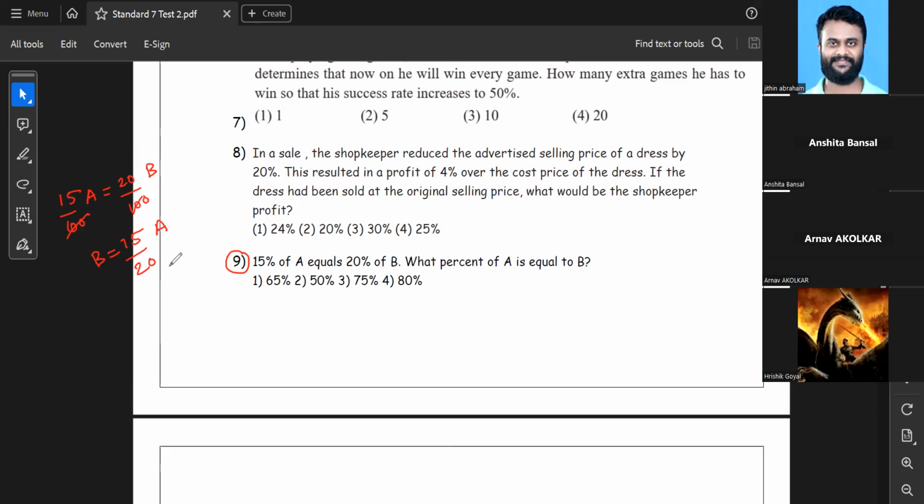Okay. Now I need the answer in percentage, not like 15 upon 20. So what I'll do, I'll convert this 20 into 100. As simple as that. To convert it into percentage. Okay. So 15 multiplied by 5 upon 20 multiplied by 5. So that will give you 15 into 5 is 75 upon 100. Upon 100 means percentage. So the answer is 75%. 75% of A is equal to B.